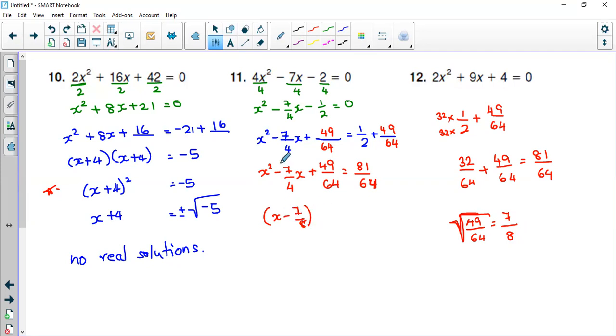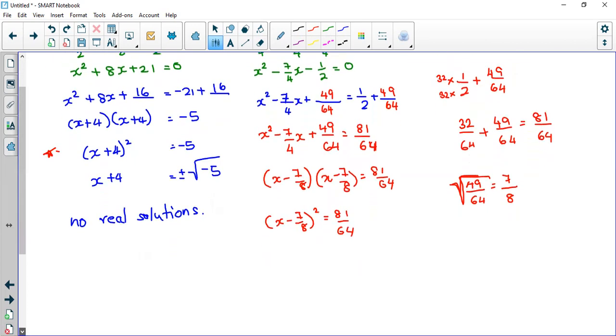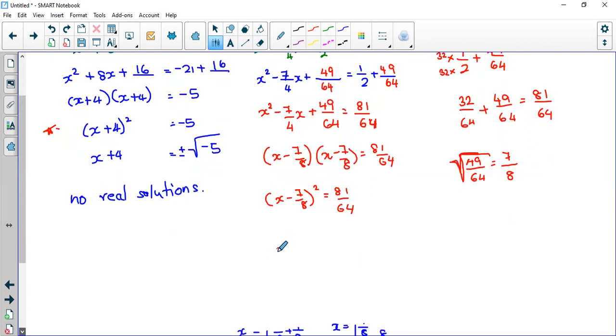Why did I write x minus 7/8? Because it is in this form. There's a minus here; if it was a plus, you would write plus. But this is minus, so x minus 7/8 equals 81/64. This also can be rewritten as (x minus 7/8) whole squared equals 81/64. Right? Now the next step is to remove the square root from here. So x minus 7/8 equals plus or minus the square root of 81/64.